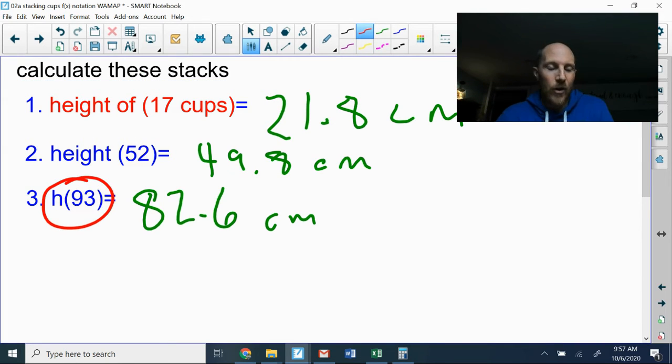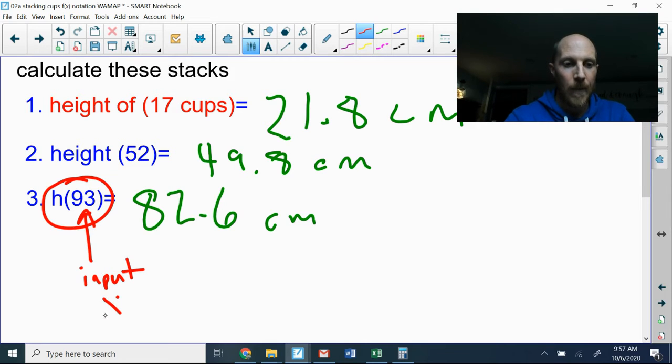Okay, the H is telling us what it is we're talking about. We're talking about height, but it also tells us that we're inputting whatever number is inside this set of parentheses. That is the input. Most of the time that's going to be x, or whatever we've changed the x to. If we're using different letters, we don't always use x and y. Like I didn't have a y, I've got an h. But the input, or the x coordinate on a graph, we have an x-axis. So the number inside the parentheses will always be the input.